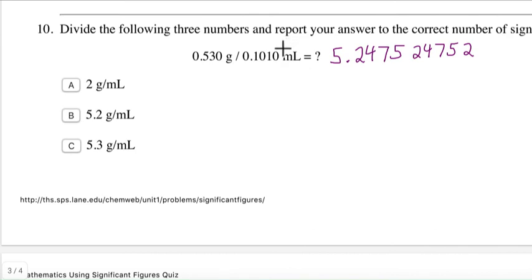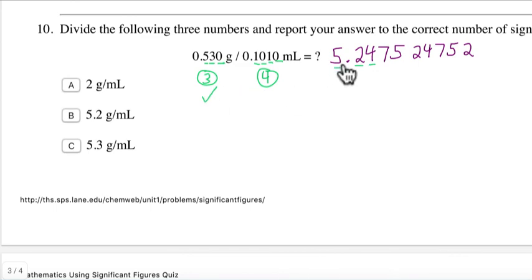And then finally, if we do this division problem, you actually get this repeating pattern of 2475 all the way down. And remember, multiplication division, you go in, you say, well, how many sig figs do I have in this number? How many sig figs do I have in that number? And then I say, well, I got 3 sig figs there. I have 4 sig figs there. Therefore, the fewest number of sig figs is going to dictate how I round off that number.